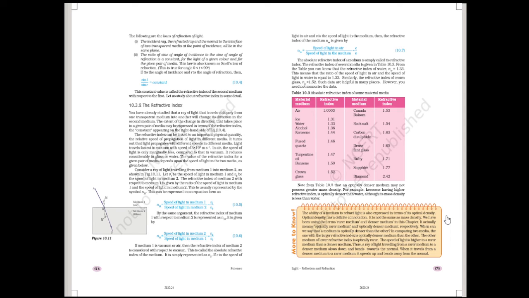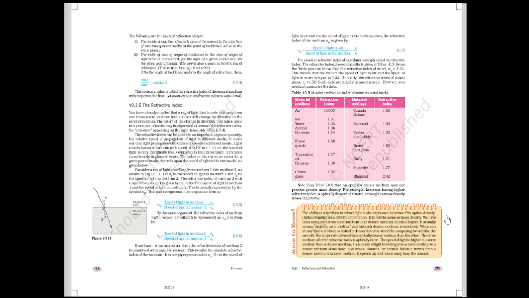A ray of light that travels obliquely from one transparent medium to another will change its direction in the second medium. The extent of the change in direction that takes place for a given pair of media may be expressed in terms of the refractive index, that is, the constant appearing on the right hand side in equation 10.4.